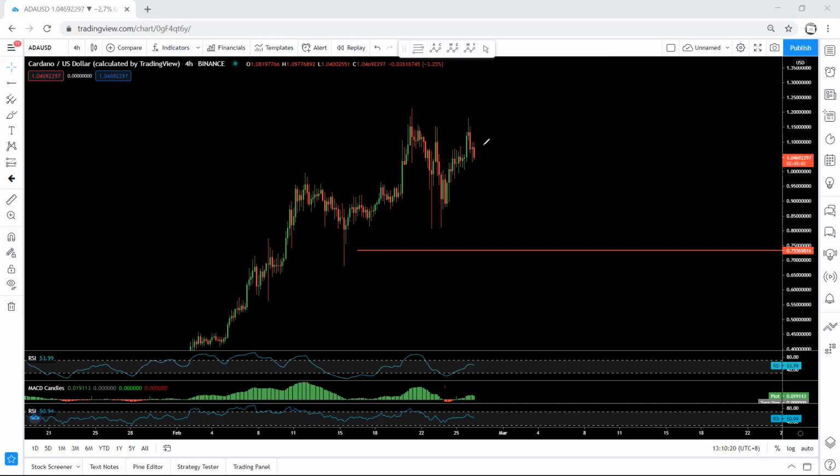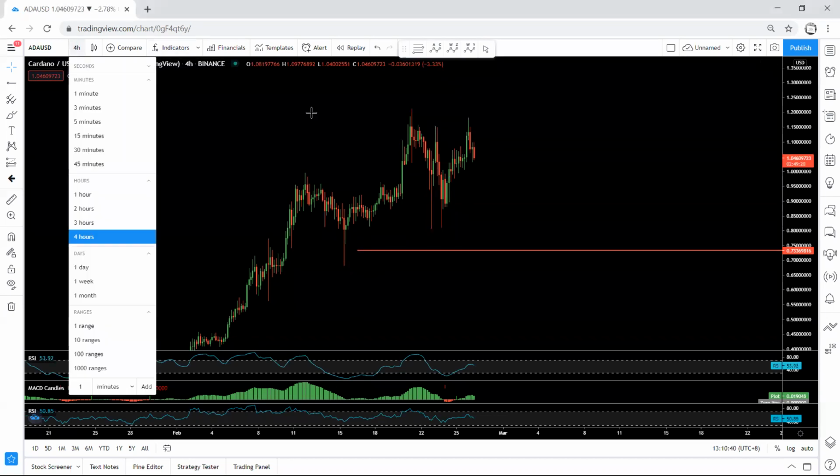Now for those who want to sell and even those who want to buy, they should know that we have both possibilities. If the price drops, the price can still retest this low here. That's why if anyone wants to buy, at least they should know about this option as well. Now we want to see how we can trade it.